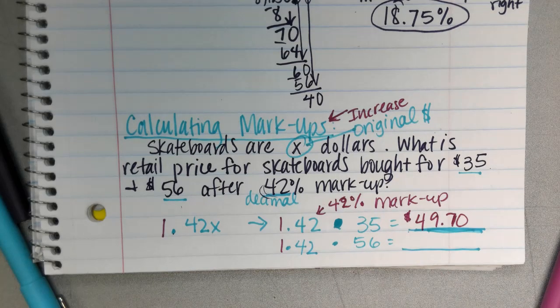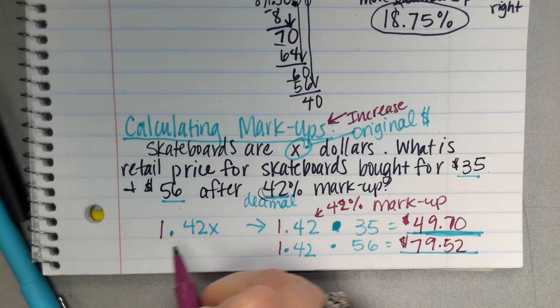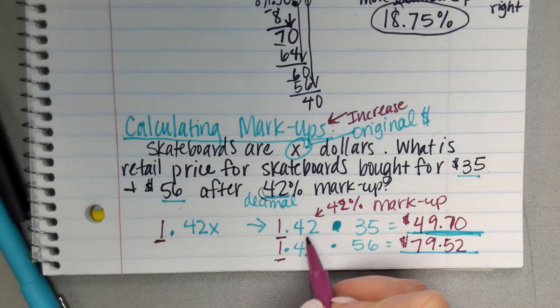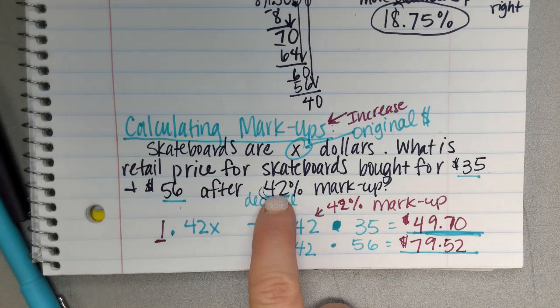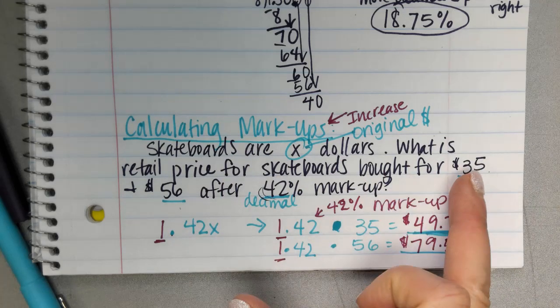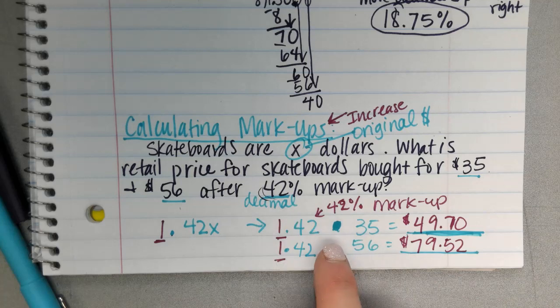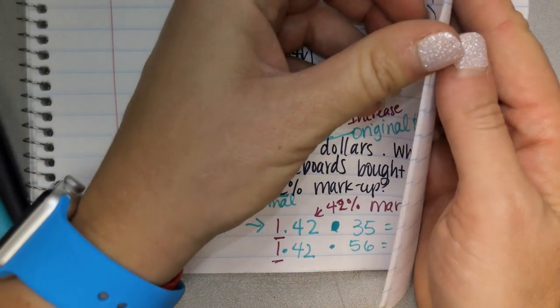The larger skateboard costs us $56 to buy at retail. We want to figure out what it would be with a 42% increase, so we multiply it by 1.42. That's saying 56 plus 42%. That's going to give us a new price of $79.52. So it's really important that we not forget that 1 point and then whatever the decimal was from the percent. If I had said this was a 57% markup, what would you multiply your original amounts by? You would multiply them by 1.57.